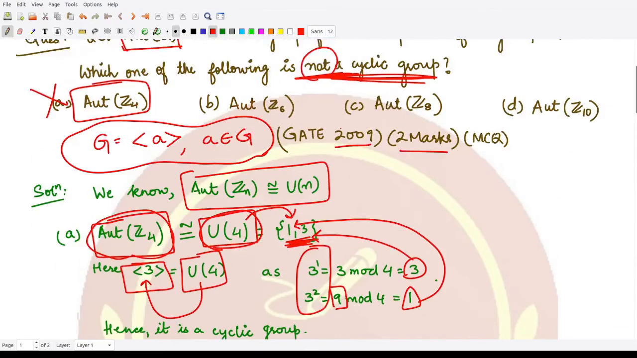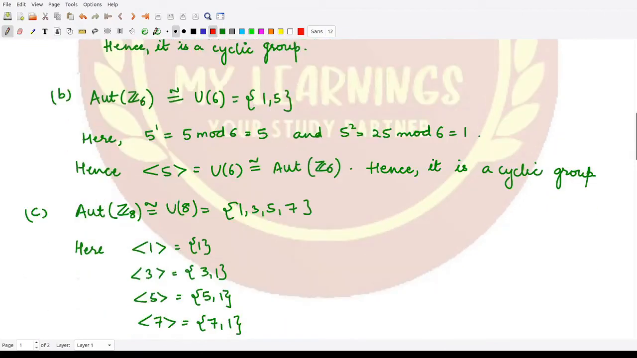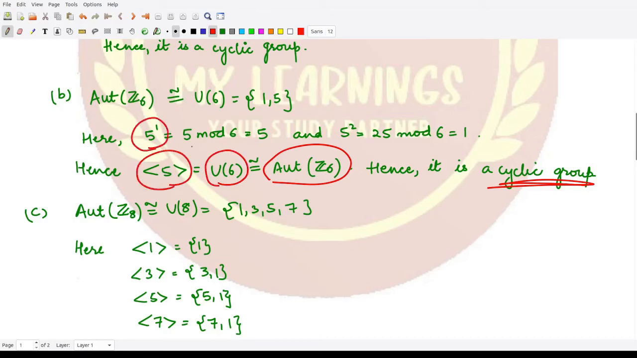For the B part, we need to look at the automorphism of Z6. The automorphism of Z6 is isomorphic to U6, and U6 contains the elements 1 and 5. Now, this group is also a cyclic group. Why? Because this is isomorphic to U6, and U6 could be written as generated by 5. How? When you take 5 raised to power 1, that would be 5, and 5 mod 6 is just 5, which is one member of the group, and 5 squared is 25, and 25 mod 6 is 1.